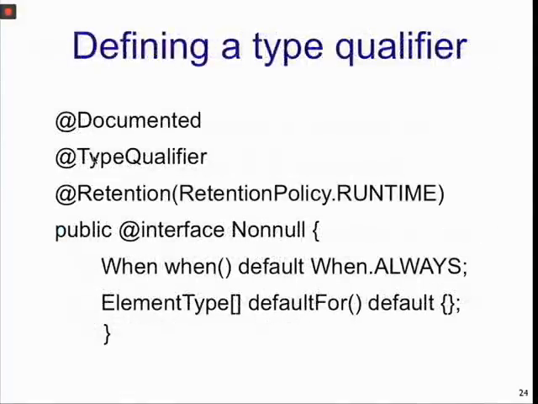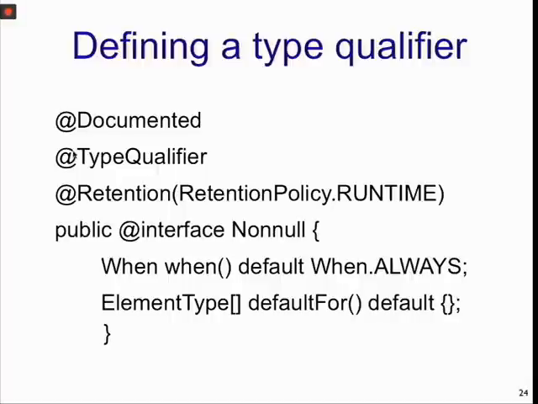Okay. So what I showed you before was the minimal type qualifier definition, which left out a lot of capabilities. Now I'm going to show you a full-fledged type qualifier with a bunch of bells and whistles. And this might actually be how non-null looks. So we can say that it's documented, right? Which means that it goes in the Javadoc.